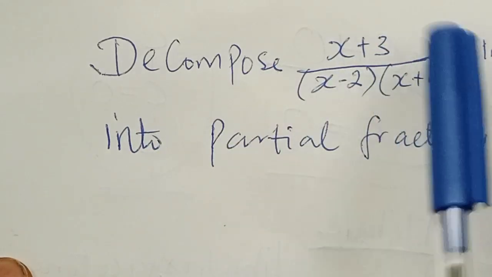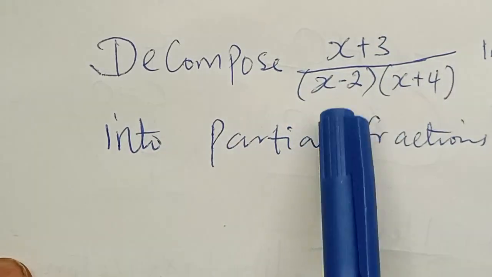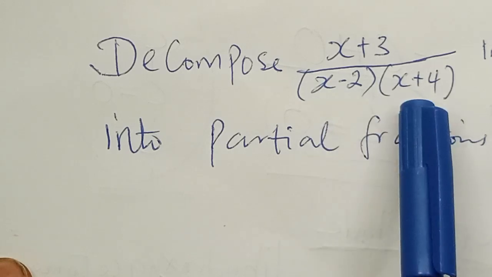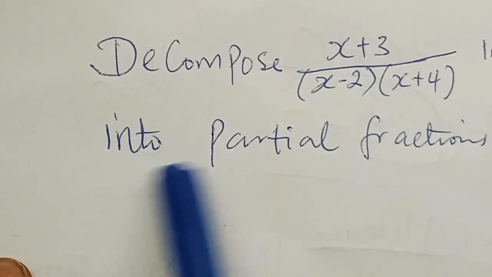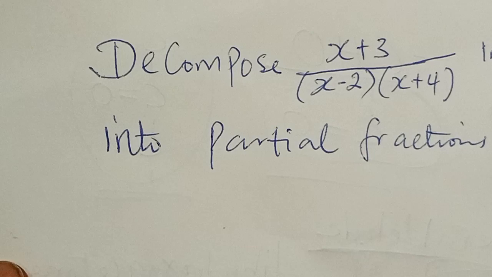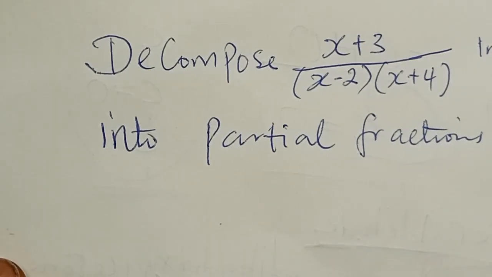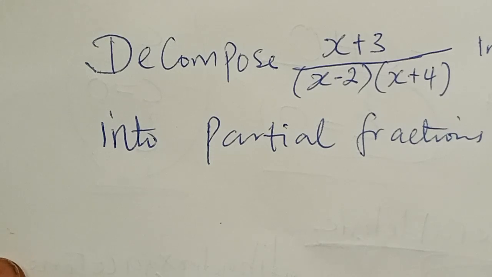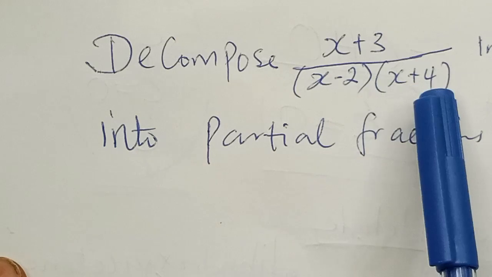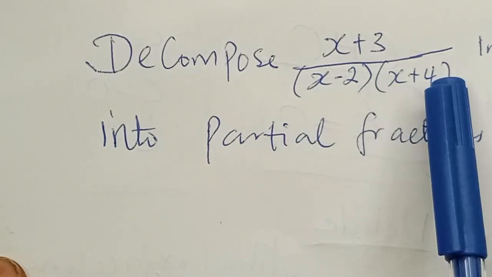Decompose (x + 3) divided by (x − 2)(x + 4) into partial fractions. So by looking at this, to begin with the step of this decomposition into partial fractions, the first thing is to look at the denominator of this expression.